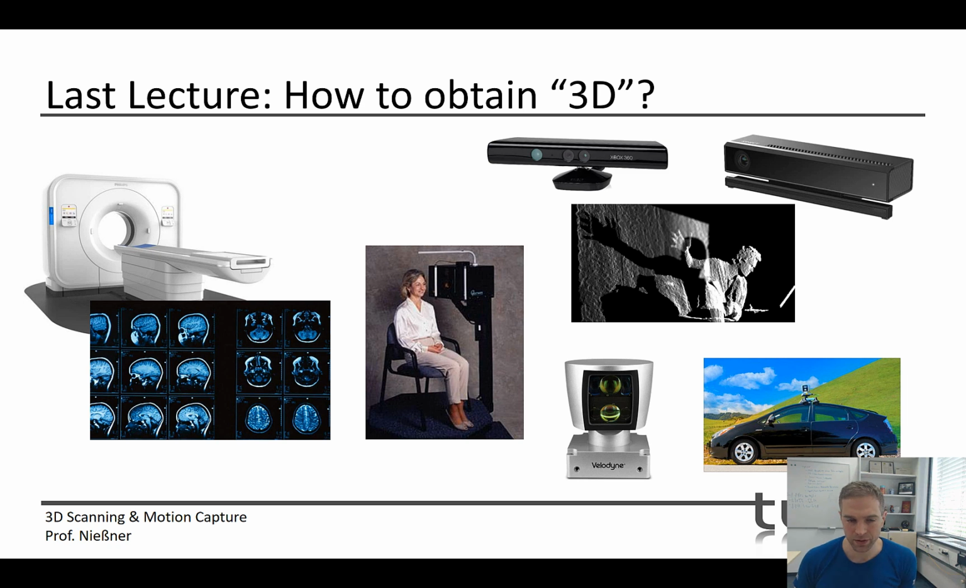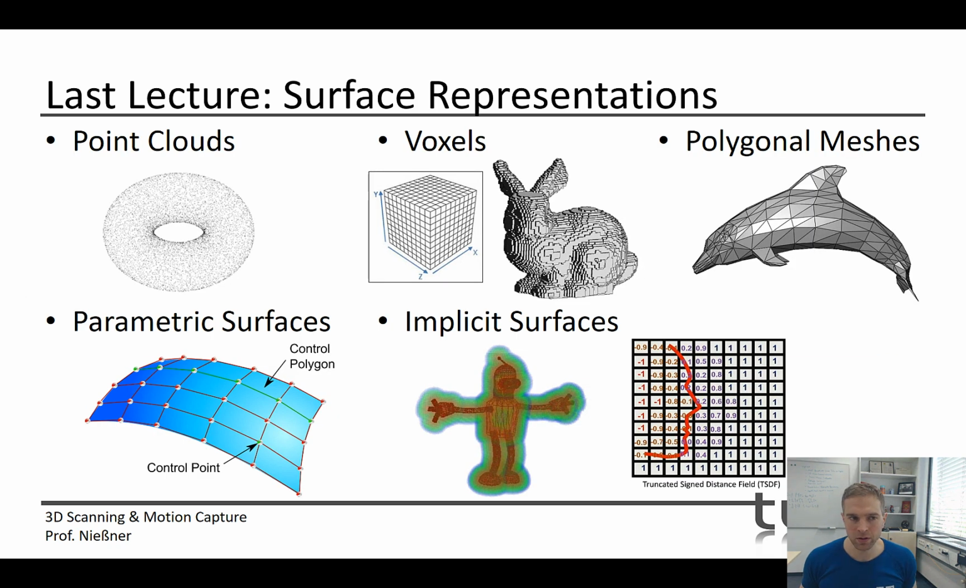At the beginning of the class, we looked into 3D concepts. We looked at how to obtain 3D from sensors, such as RGBD, stereo, and so on. We talked about how to get 3D representations from these, and what these representations are, such as point clouds, voxels, polygonal meshes, parametric surfaces, implicit surfaces, and so on. We also talked about how to convert between these.